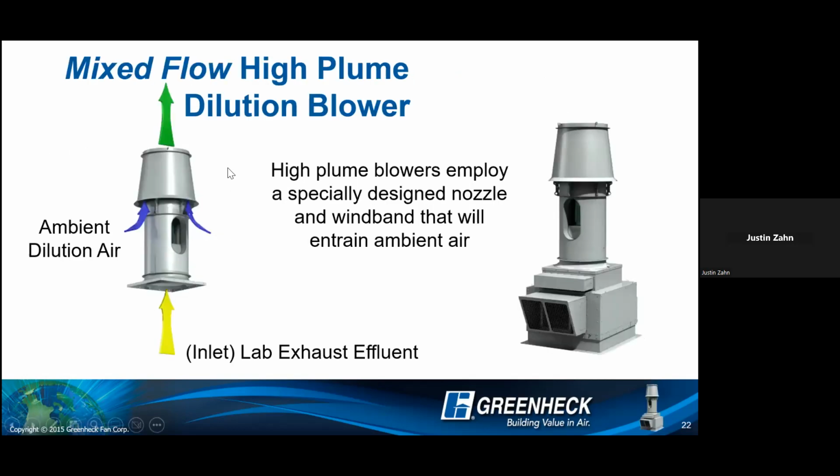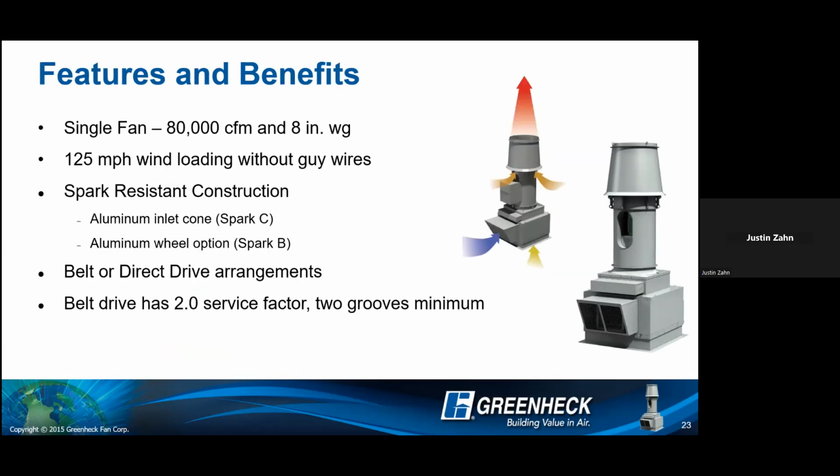So moving on, we are now going to talk about the mixed flow option with a dilution nozzle. These are the types of fans that people probably associate laboratory exhaust fans most with in the industry. These fans are capable of doing right around 80,000 CFM up to about 8 inches of pressure. So definitely built for larger jobs. Still have that 125 mile an hour wind load rating without guy wires. Spark C or Spark B is an option for you. Belt or direct drive arrangements as well.